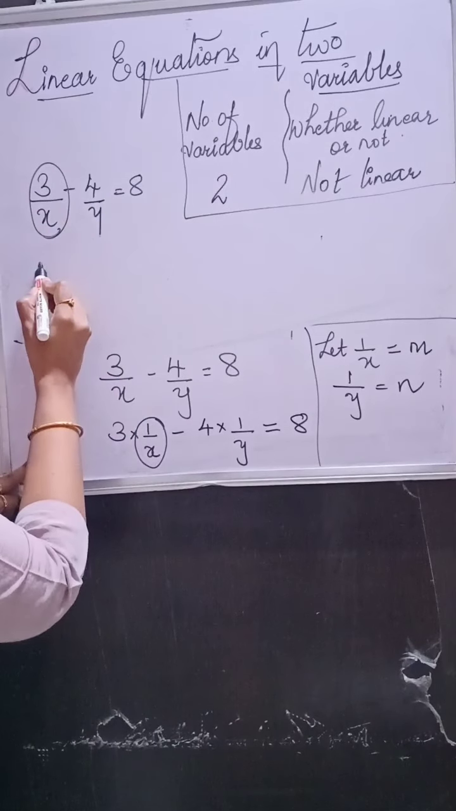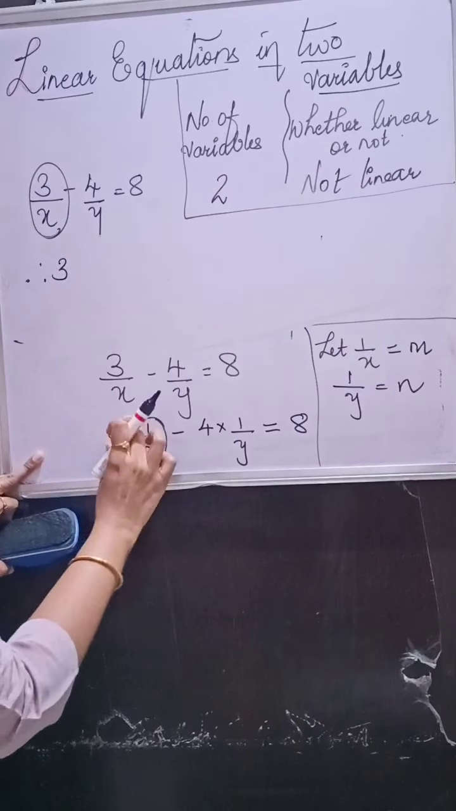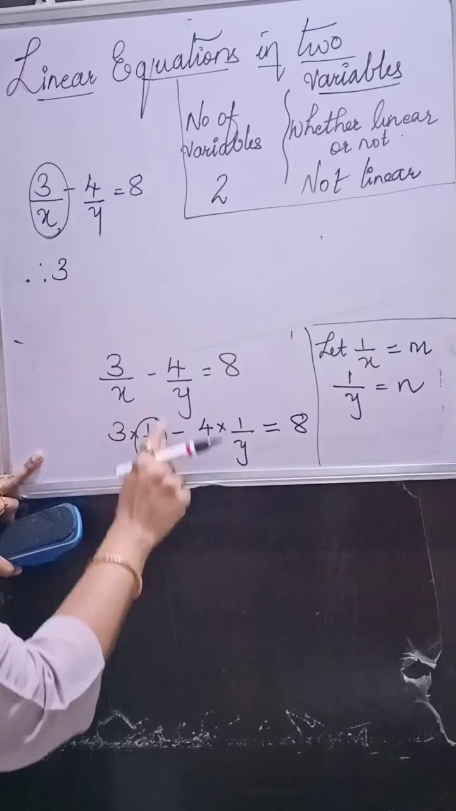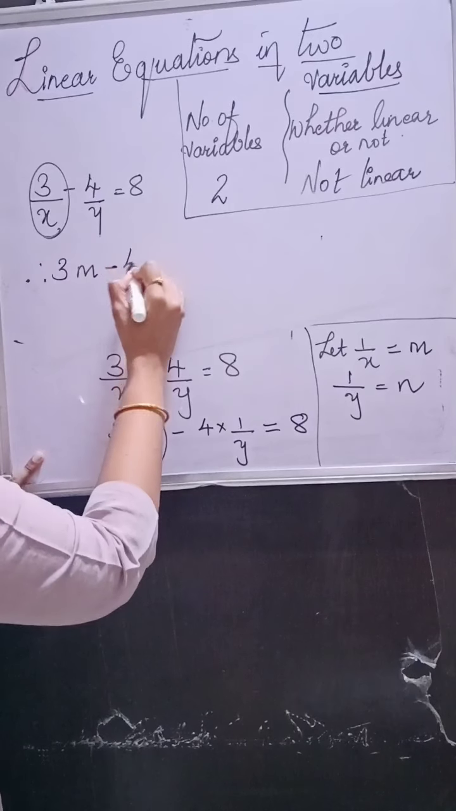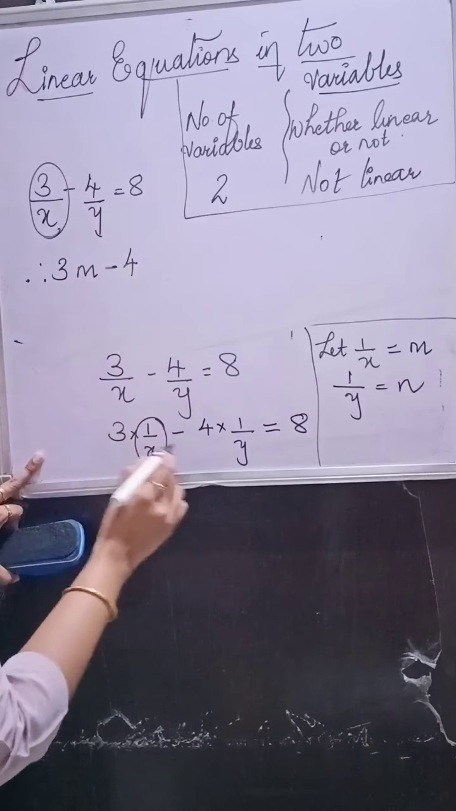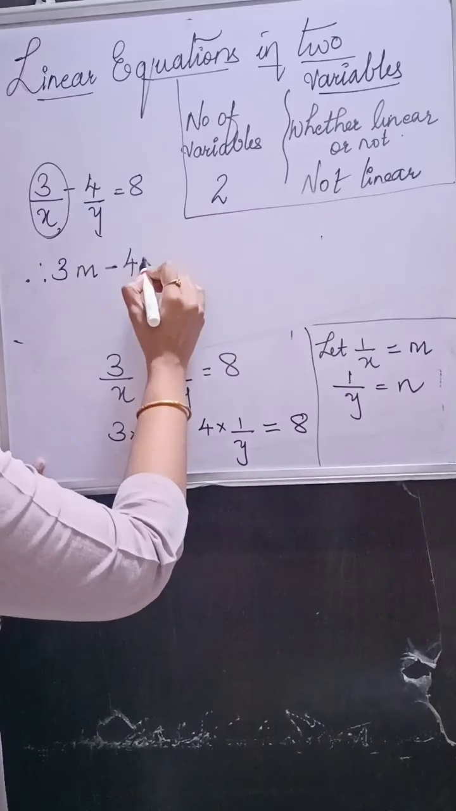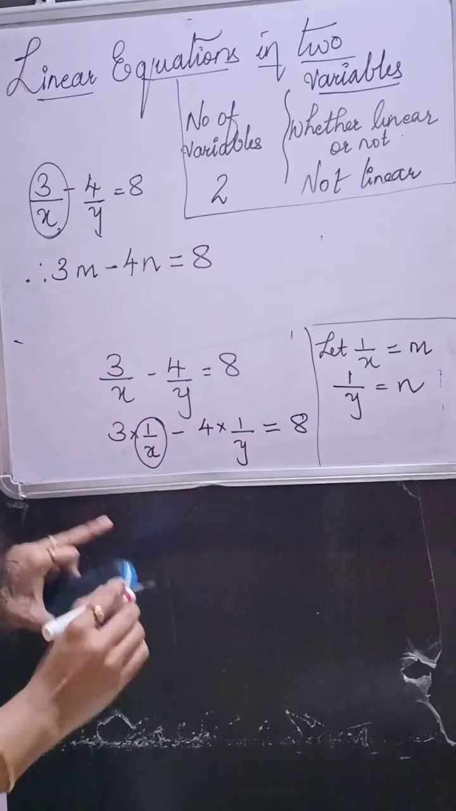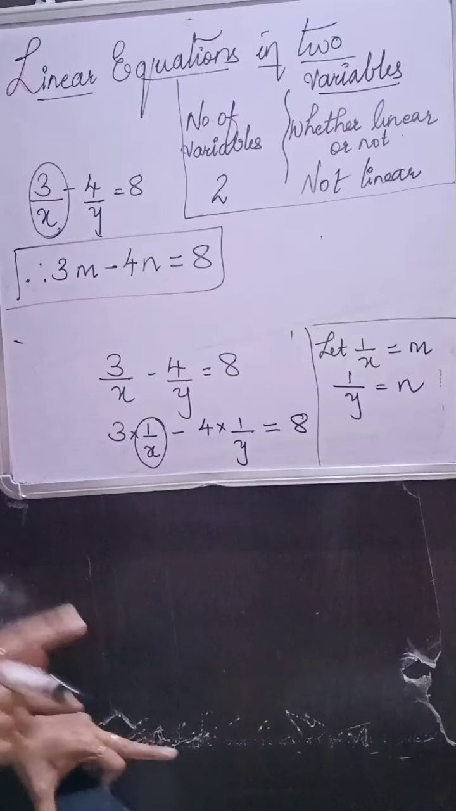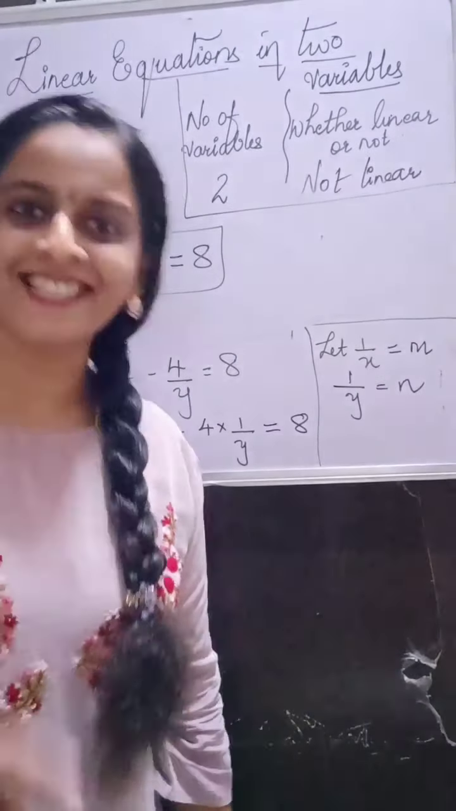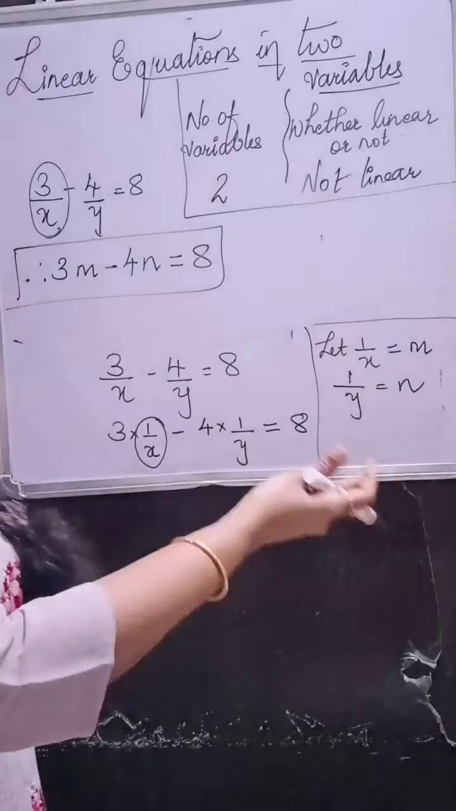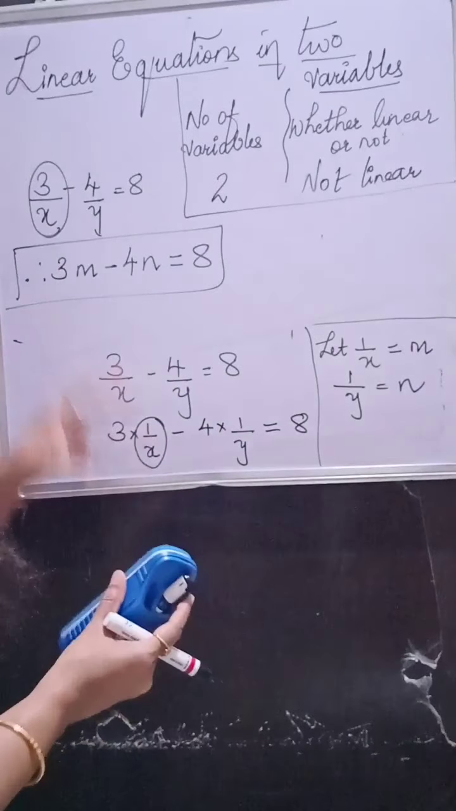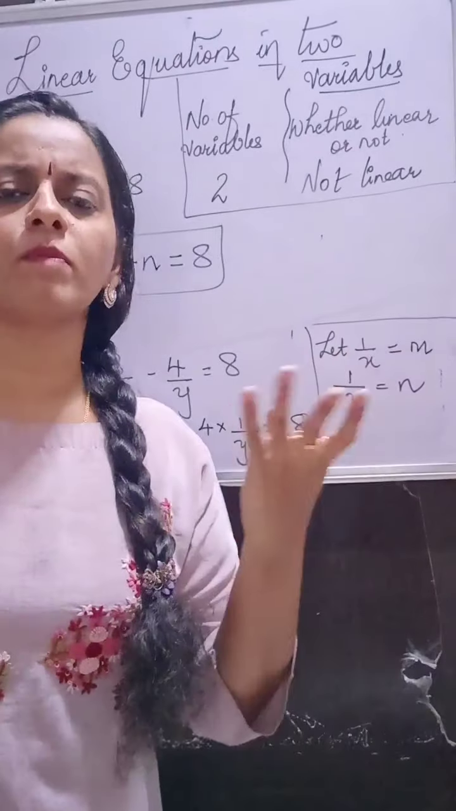So this 3 will remain the same. In place of 1/x, you will write m, same sign, minus 4 will remain. 1/y we have taken as n. So 3m - 4n = 8. Now is this equation looking like a linear equation? Not looking like, it is a linear equation. This is a linear equation in two variables. So if you have a simultaneous equation, one more equation of this type, you will convert it and then, like we did, we will solve by any method.